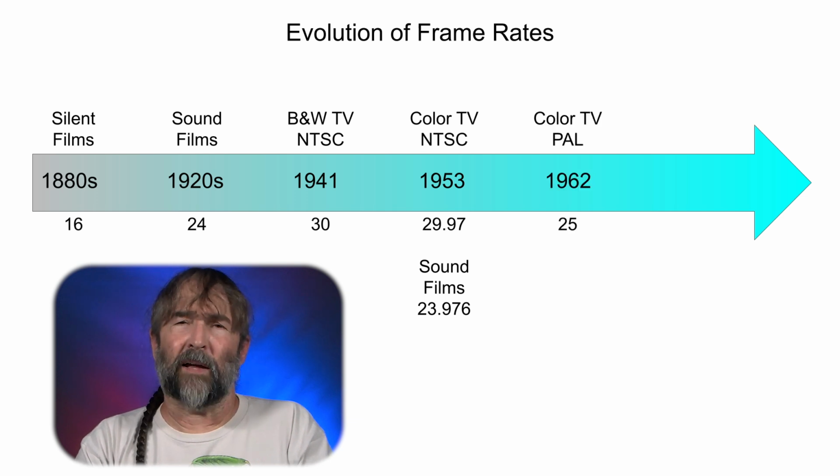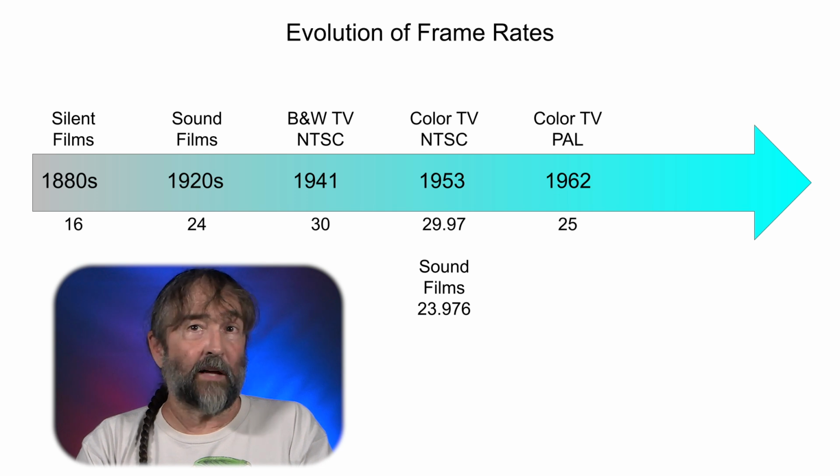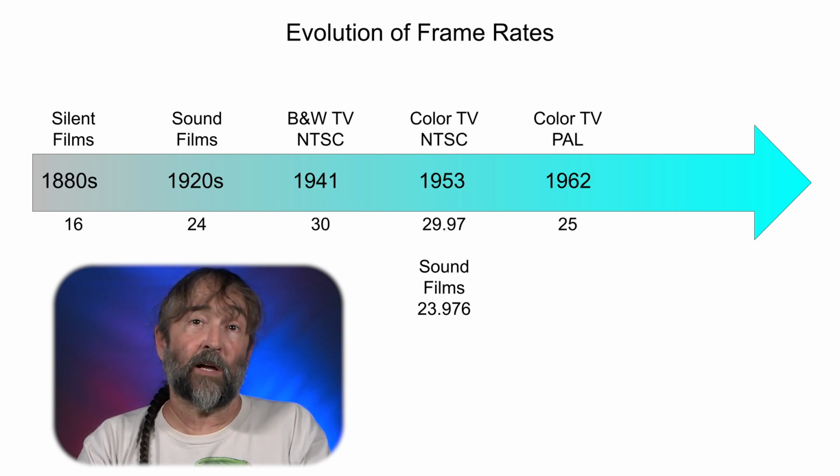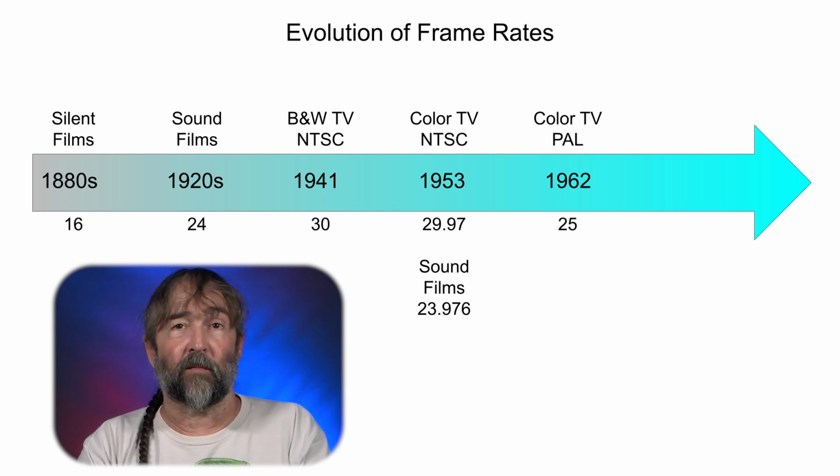The rest of the world paid attention to what America was doing and decided it was really silly. So in Europe, they came up with their own standard called PAL, phase alternating line. The PAL standard runs at 25 frames per second, and it's an honest 25 frames per second. It was built that way from the ground up to be color television at 25 frames per second. And likewise in Europe, films were shot at 25 frames per second. So they only have one standard.